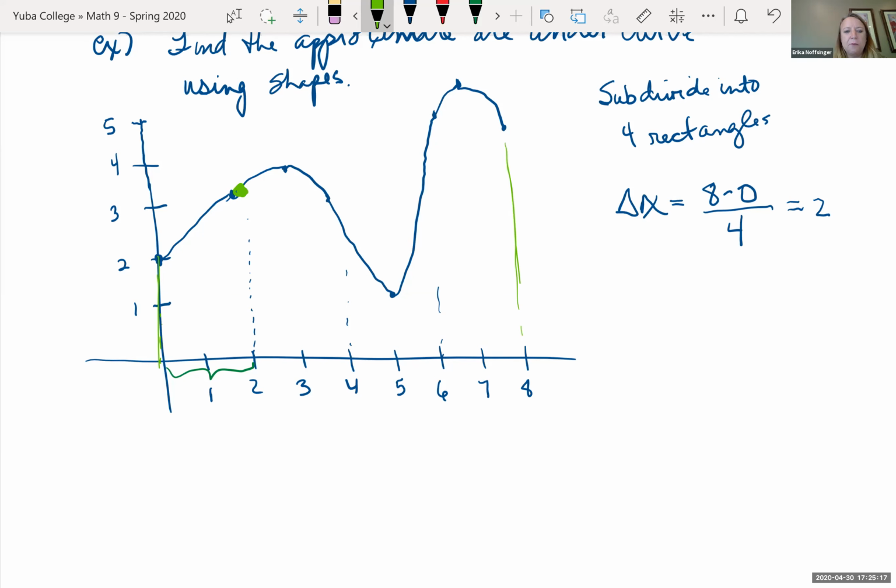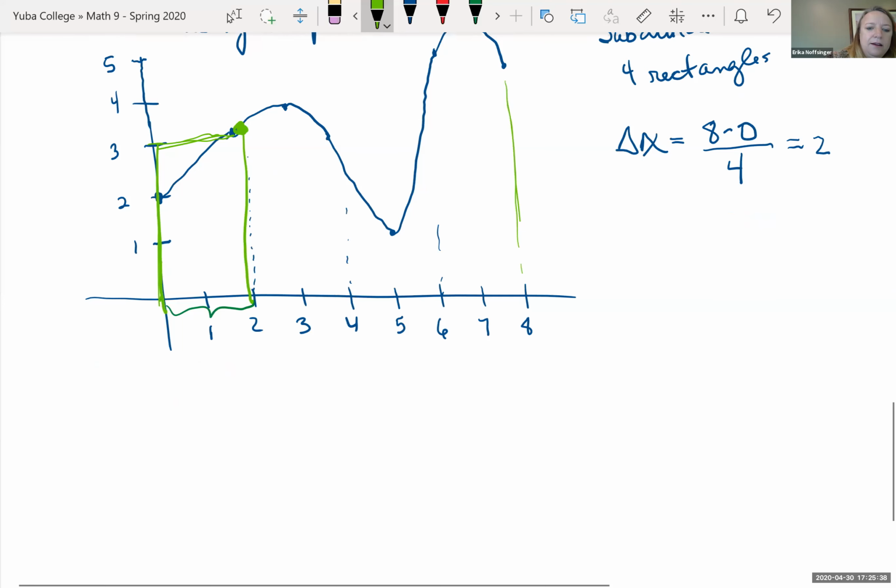So if you're using the right point, this is going to give us a look at the end value of the first interval, which is at 2. You're going to hit the graph there. That's going to give us the height. So f of 2 gives me the height, and we're going to say that's 3, times this base. The base, though, is 2.